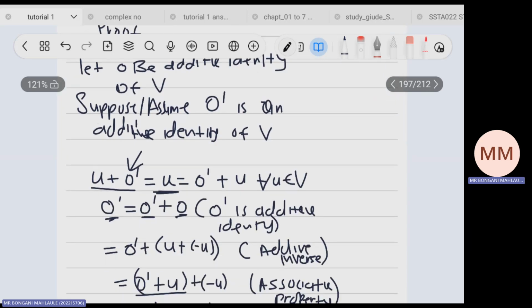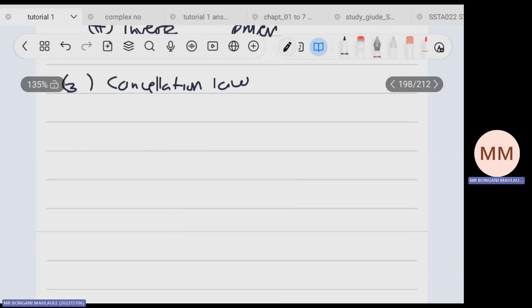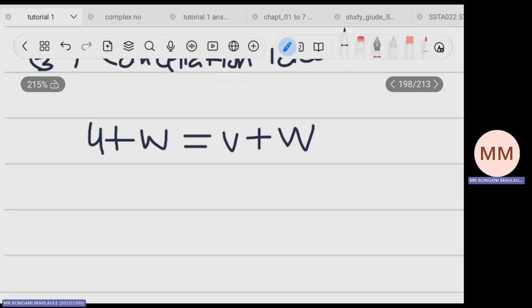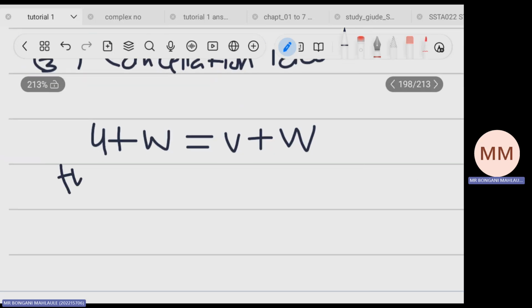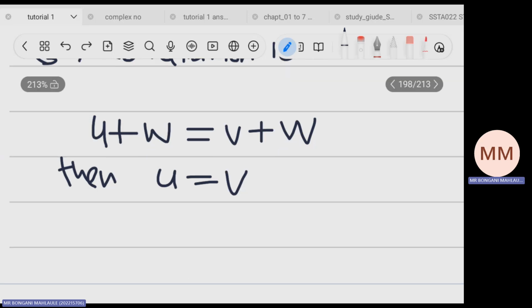Okay, so it states that whenever you have u plus w being equal to v plus w, then u will be equal to v. Even by looking at it, we can see that w was cancelled.